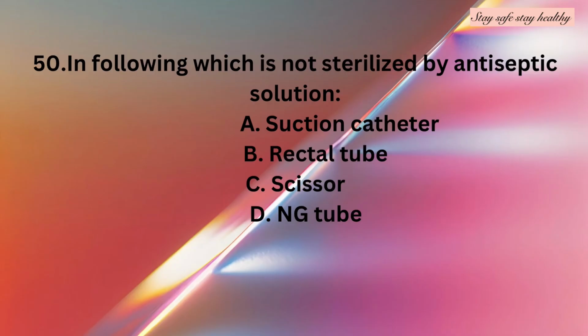In the following, which is not sterilized by antiseptic solution? A. Suction catheter, B. Rectal tube, C. Scissor, D. NG tube. Yes, you are right. That is answer C. That is scissor, which is not sterilized by antiseptic solution.